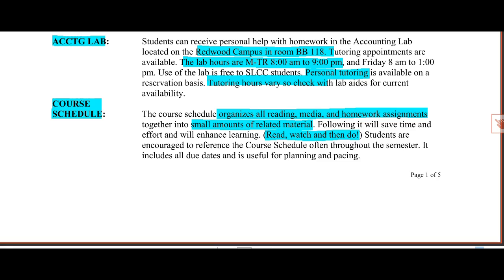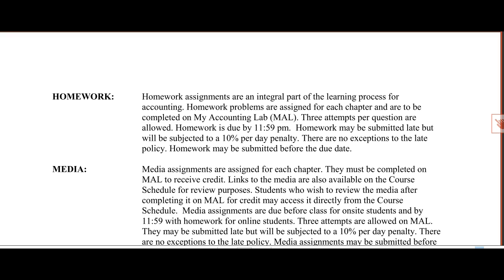You're encouraged to reference the course schedule really almost daily. It is a wonderful planning and pacing tool. Let's scroll down, talking a little bit about homework. Homework assignments are an integral part of learning accounting. There's nothing natural about accounting, so you learn accounting by doing accounting. Some people say you learn it at the end of a pencil.